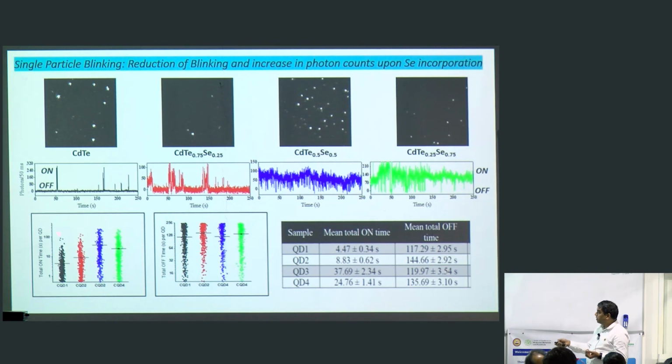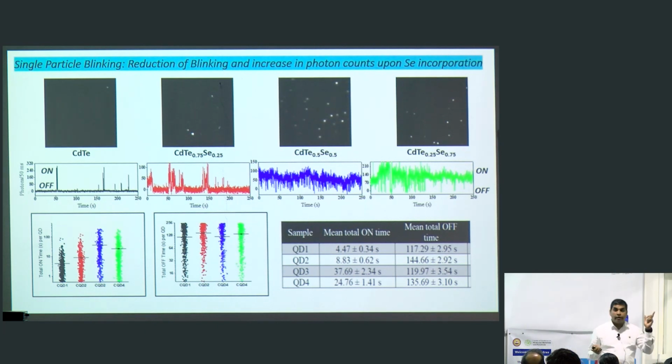Whenever we do not have the selenium, we had a large amount of blinking. And this blinking played the role of reducing the photons. But whenever we incorporate the selenium, you can see the on state increases, and the blinking parameter increases from here to here, and the number of photons increases. So here we have tuned the blinking, here we have reduced the blinking.